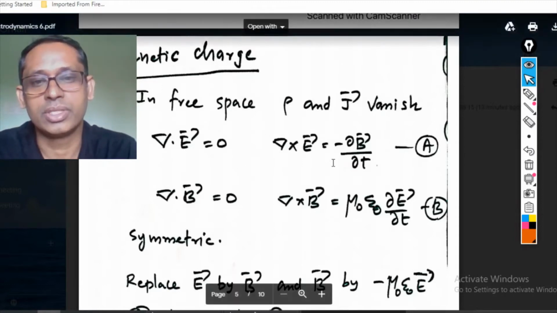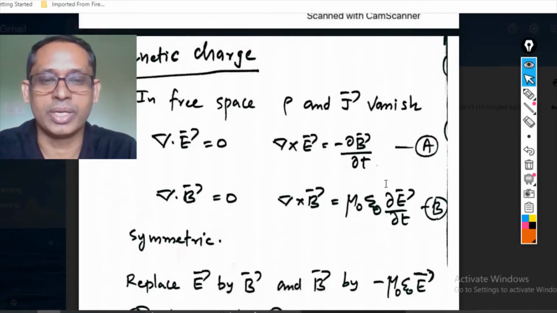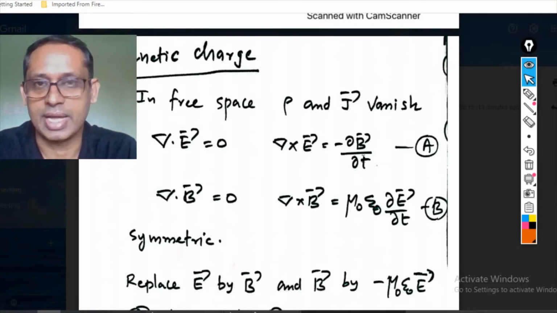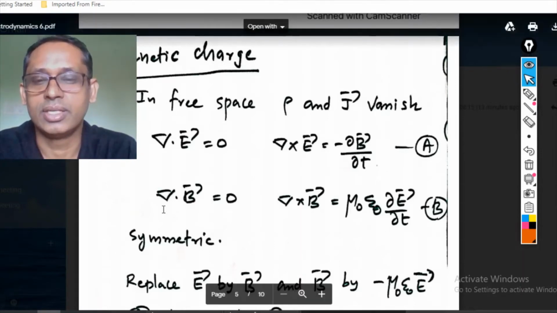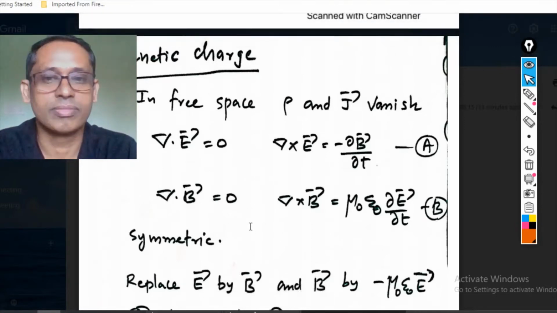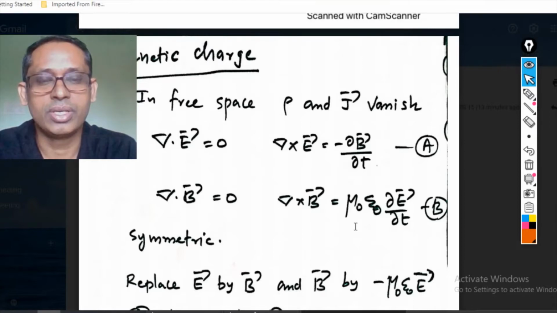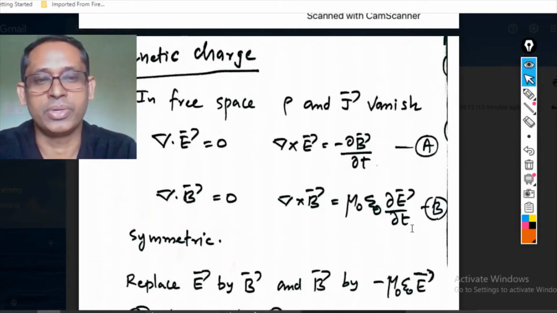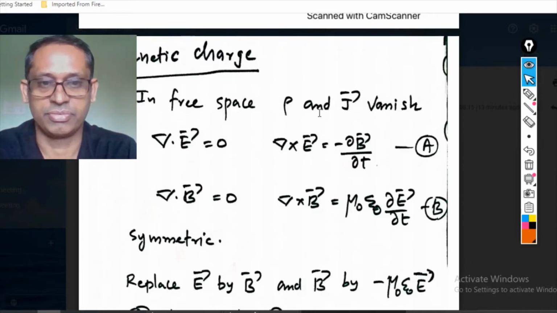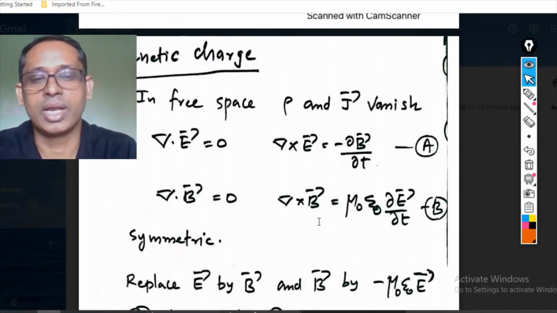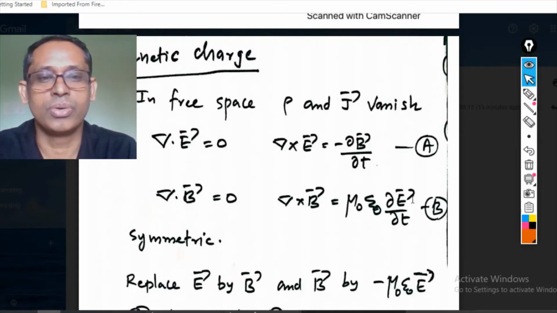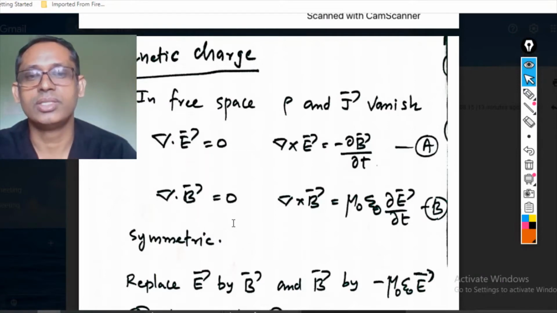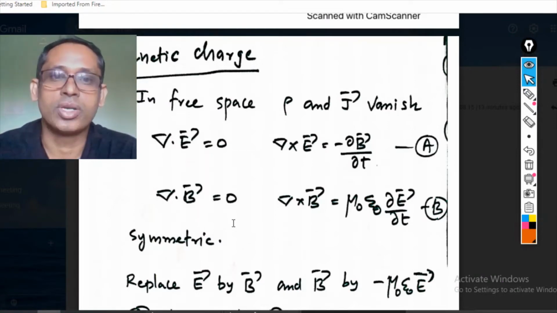Then we have this equation, del cross E equal to minus dou B by dou t, the Faraday's law. Now, del dot B equal to 0, then del cross B, we originally had J plus mu 0 epsilon 0 dou E by dou t. Since we are in free space, J is 0, so del cross B is mu 0 epsilon 0 dou E by dou t. So these equations are somewhat symmetric.